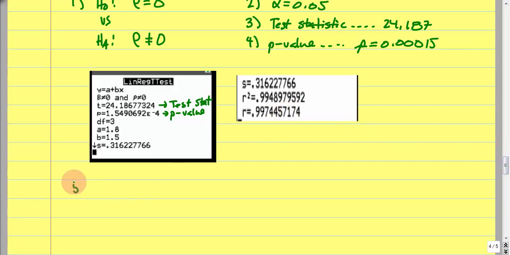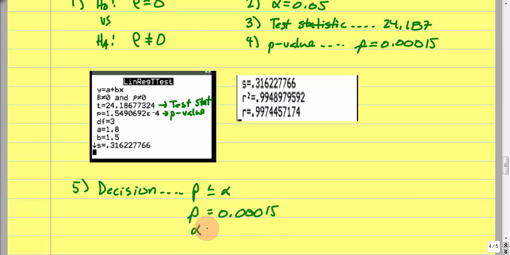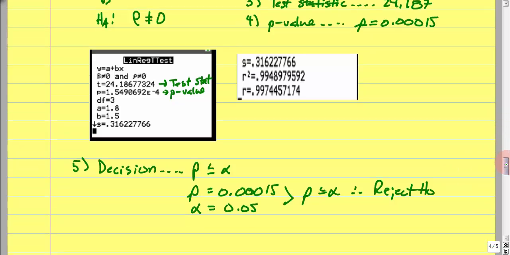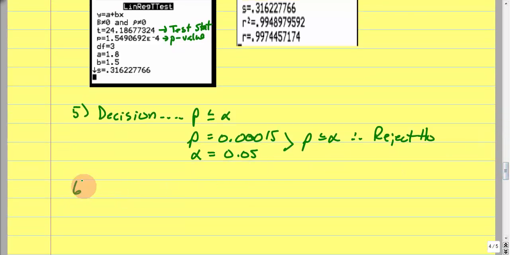Okay, number 5, we're going to make a decision. And then we're back to the good old rules here. P less than or equal to alpha. My value of P, 0.00015. My value of alpha was 0.05, 5% level of significance. Again, P is less than or equal to alpha, therefore we reject H0. Okay, so reject H0. Then we have a conclusion.